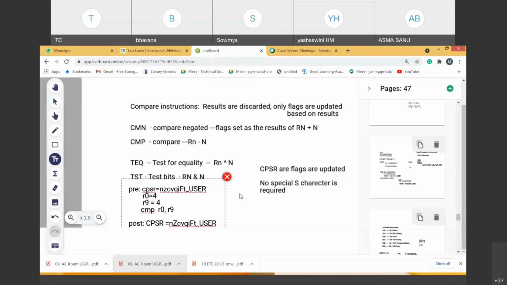In the next class, I will deal with multiply instructions as well as the long multiplication instructions of that particular data processing, and after that we'll go for the next set of instructions. I'll stop here.